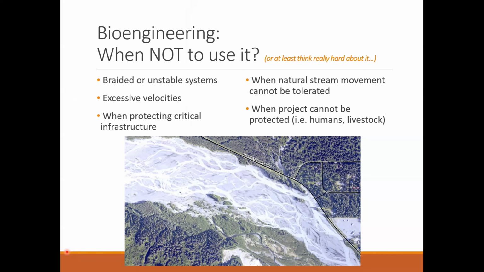A few other scenarios where bioengineering may not fit is when you're dealing with high velocities or when you're trying to protect critical infrastructure, maybe roads, bridges, or development, or when natural stream movement cannot be tolerated. And a last point here, bioengineering also may not be a good solution if you cannot protect the project from negative impacts. It might be humans, livestock, ATV use, etc.